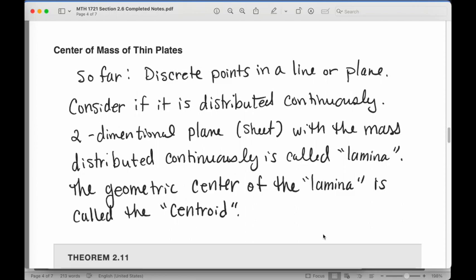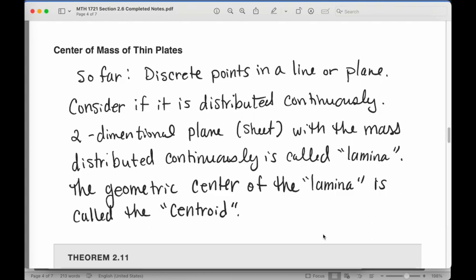So up until this point in the lesson, we've talked about center of mass for a line or a plane, but with discrete points, so specific places where these masses lie. Now, if we consider if the mass is distributed continuously in a two-dimensional plane, which is sometimes called a sheet, this sheet is also called a lamina. So you have continuously distributed mass in this sheet called a lamina.